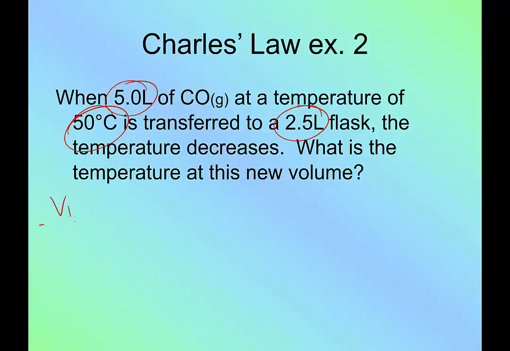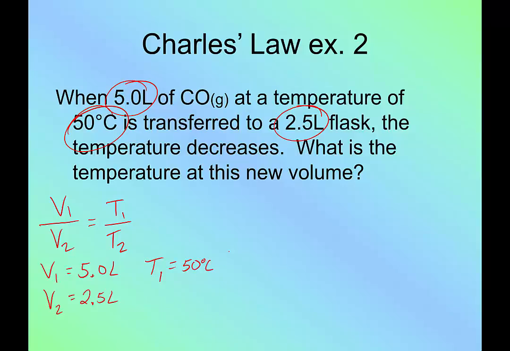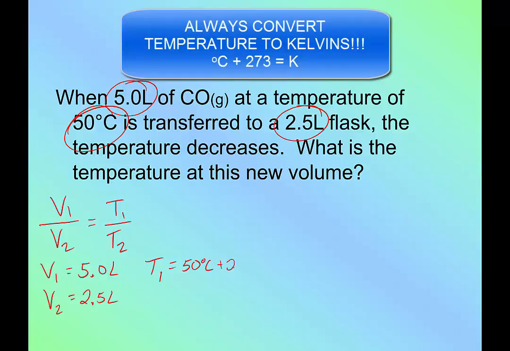So I've got V1 over V2 equals T1 over T2. Now, again, I'm going to list off everything I know. I know that V1 is equal to 5.0 liters. I know my V2 is equal to 2.5 liters. I know my T1 is 50 degrees Celsius, but I don't leave it in Celsius. I make sure to add 273 to get into kelvins. Oops, sorry about that.